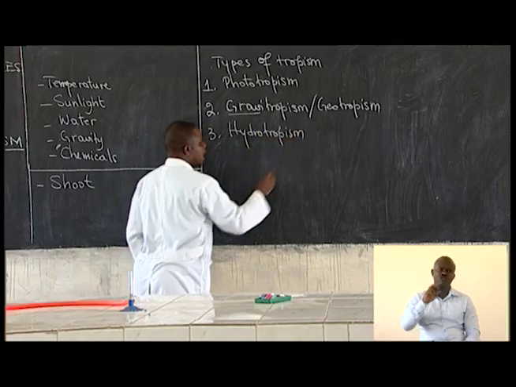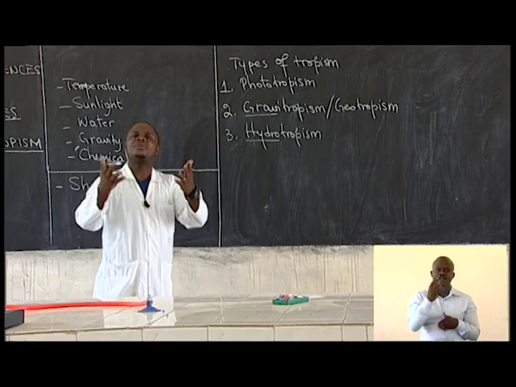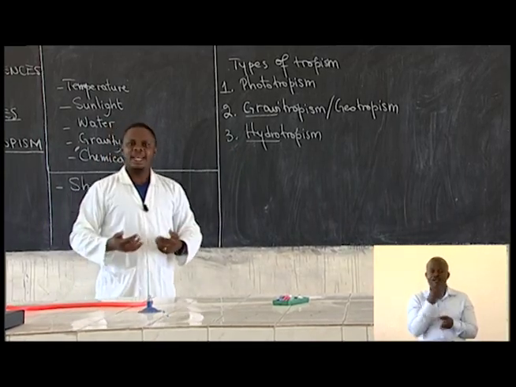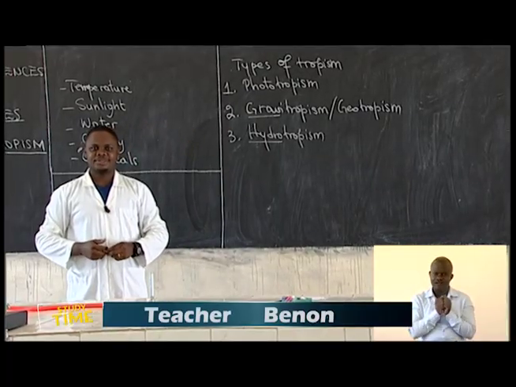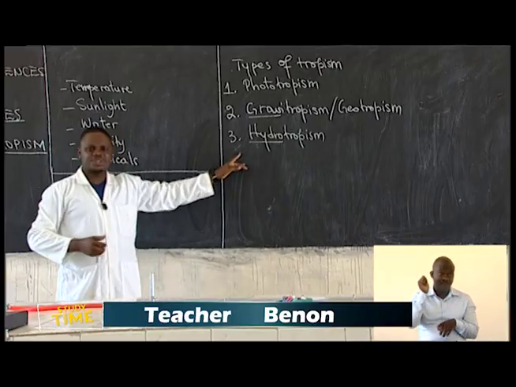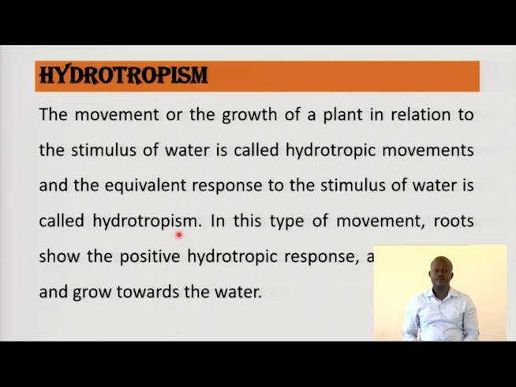There's also hydrotropism. Hydrotropism. Here we have hydro, and this means water. So in other words, this is the response of the plant towards water. Do you get that? Hydrotropism is the response of the plant towards water. So we say the movement or growth of the plant in relation to the stimulus of water is called hydrotropic movements, and the equivalent response to the stimulus of water is called hydrotropism, the third type of tropism we have talked about.